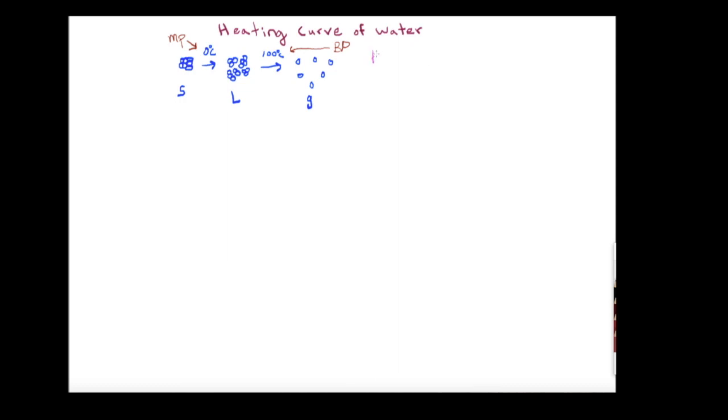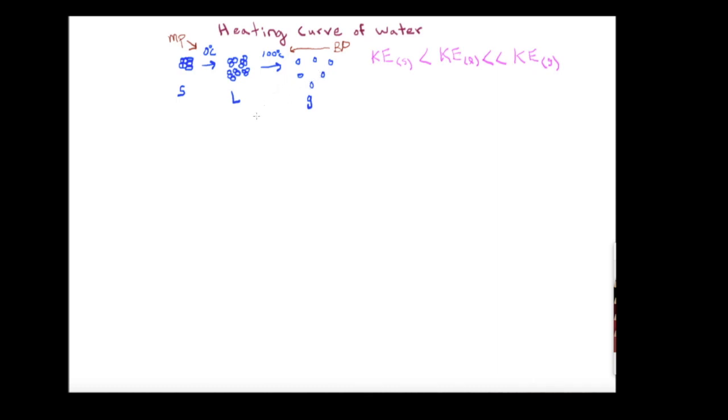Very quickly, if we were to compare the kinetic energy of each one of these, the kinetic energy of the solid is going to be less than the kinetic energy of the liquid, which is going to be significantly less than the kinetic energy of the gas. So gases have the highest amount of energy. And that should make perfect sense to you because the particles are completely separated from one another. They're not bonded or in close contact.